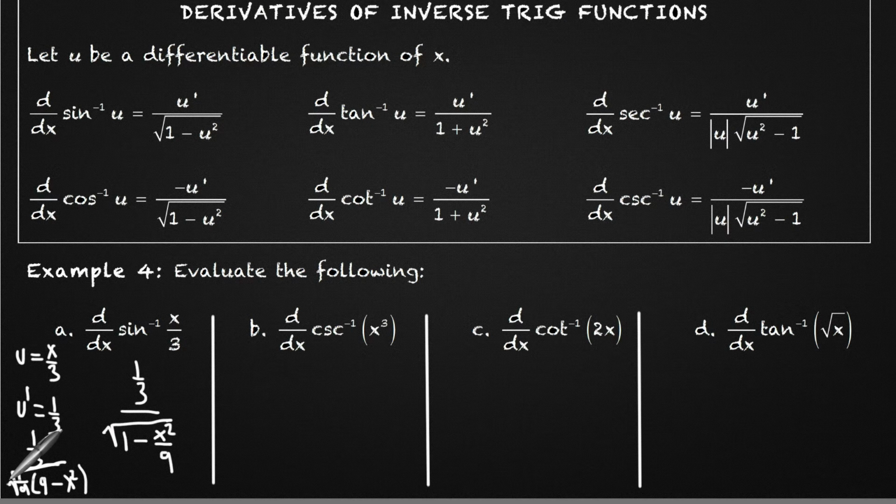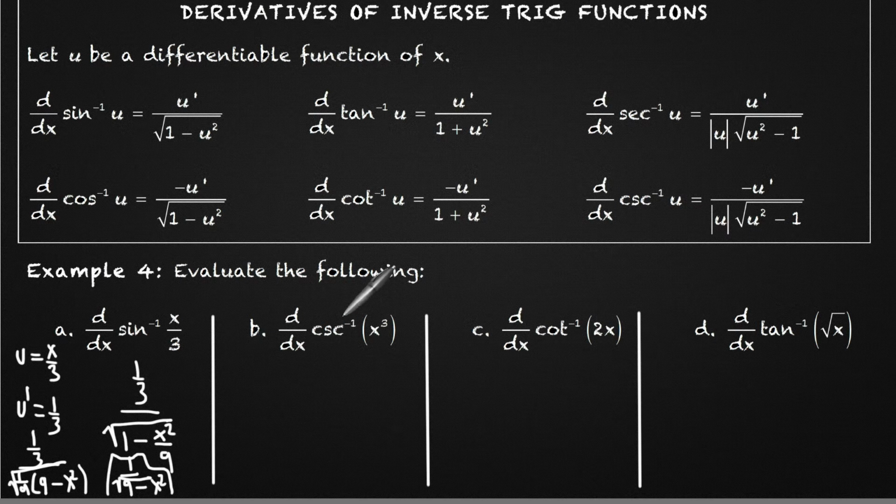Then you can take out a 1/9, and it's going to come out of the square root as a 1/3. That 1/3 is going to cancel with the 1/3 on top, leaving you with a final answer of 1 over the square root of 9 minus x squared. And I do apologize for not leaving a lot of space on this problem. All right, letter B.